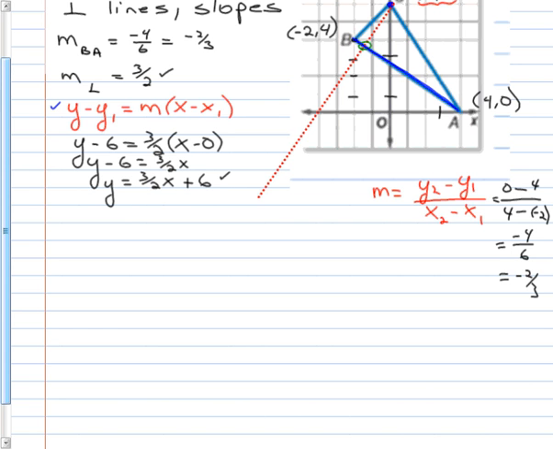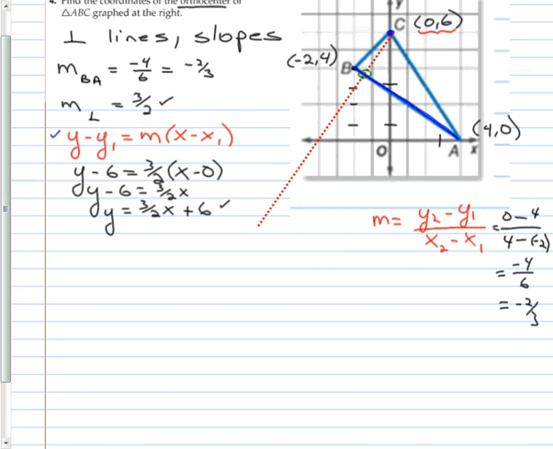So if I use y minus y sub 1, it doesn't matter which point I use. I'm going to choose this point because it has a 0 in it. It'll make it easier. Y minus 0, that's one of the points on this line. I'm now trying to get the equation of that line, equals the slope. What was the slope of that blue line again? Negative 2/3 times x minus the x value, which is 4.